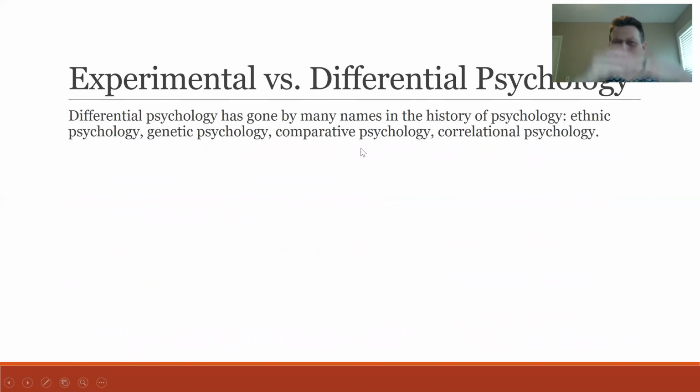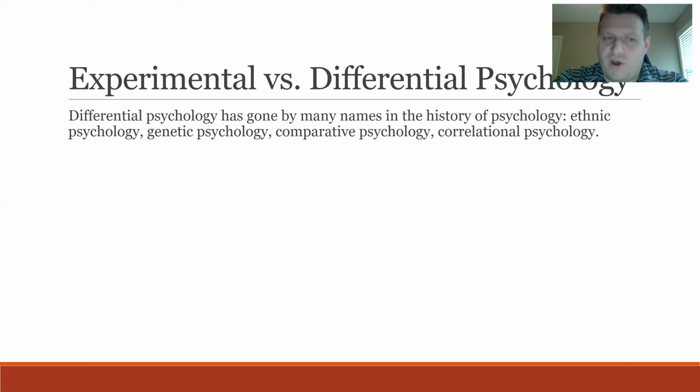Okay, let's do some caveats about the differences between experimental and differential psychology, some things that are important to note. First of all, differential psychology has gone by a number of different names. I prefer the term differential, and that's what I call it. But as we mentioned before, Cronbach, in the paper that you're going to read or have read, calls it correlational psychology, and that's fine too. Early in the history of psychology, this was called ethnic psychology. Wundt, for instance, would call this discipline ethnic psychology.